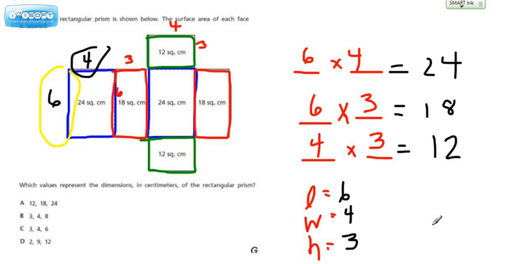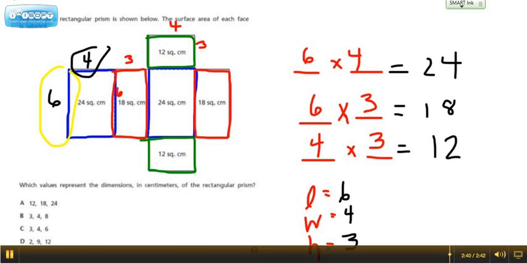So which answer choice matches that? You're going to take it from there and hopefully find the right one. All right, good luck finishing this up.